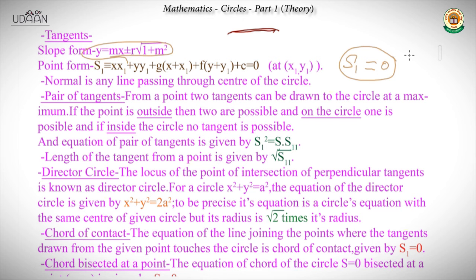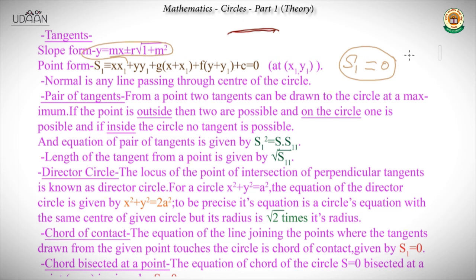Now the director circle. Like we know that in different lines, when 2 lines are perpendicular, they are a unique case. So we will study what happens when the 2 tangents are perpendicular. The locus of the point of intersection of perpendicular tangents to a given circle was found to be a circle, so we gave it a special name, the director circle. For a given circle x square plus y square equals a square, the director circle equation is x square plus y square equals 2a square.